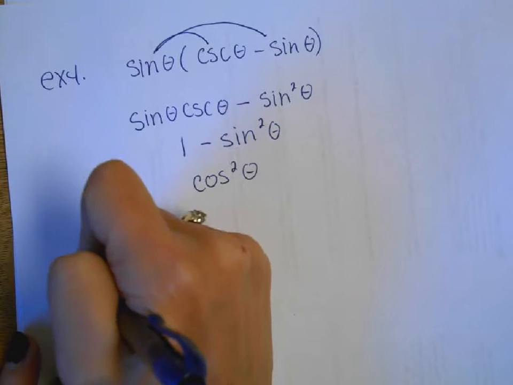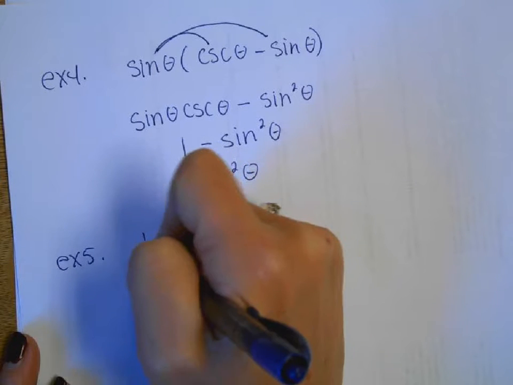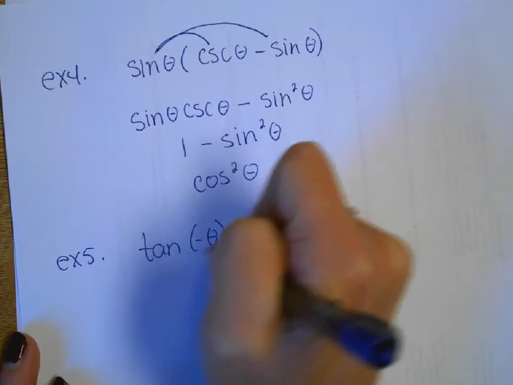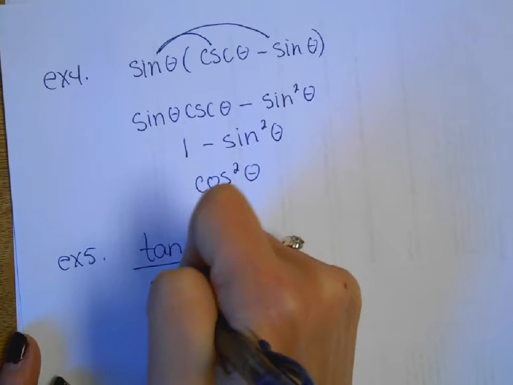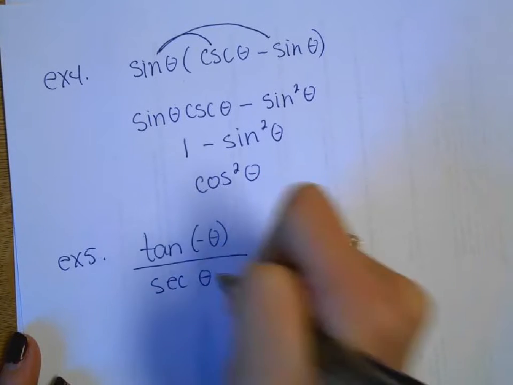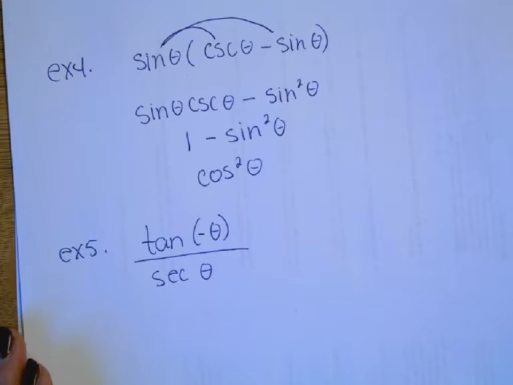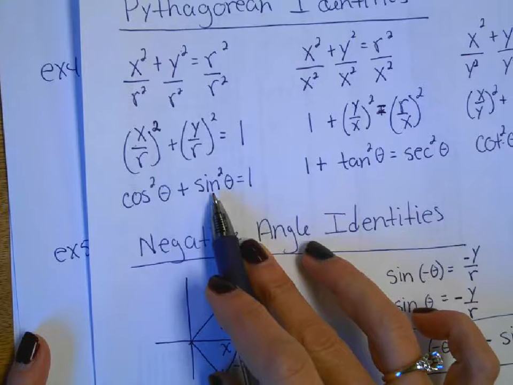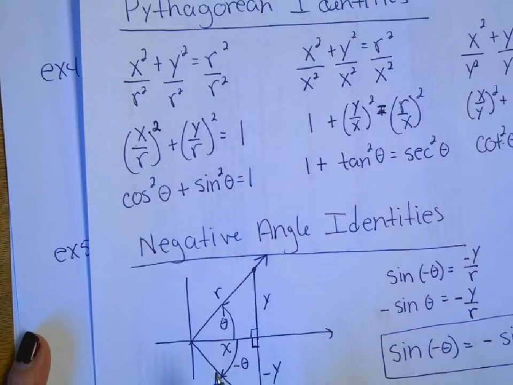Number 5. I have 6. Tangent of negative theta, secant theta. Oh, wait, where did the cosine squared theta come in? Pythagorean. Right, this one. Cosine squared plus sine squared. If I subtract sine squared from both sides, 1 minus sine squared equals cosine squared.